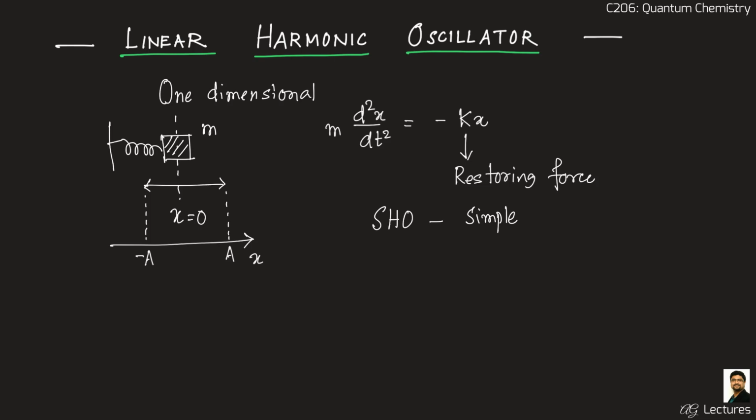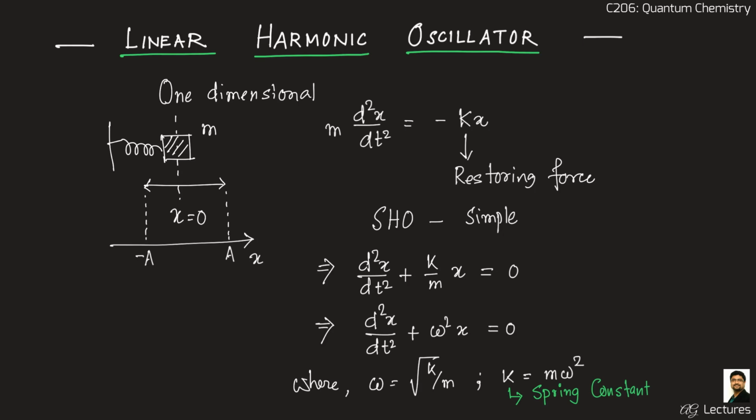So let me write down this equation in a slightly different way. We have this k over m factor, which is written as omega square, and we know that in the classical case, this omega is the frequency of oscillation given by root over k over m, where k is called the spring constant, given by m omega square, where m is the mass of this oscillator and omega is the frequency of oscillation. So this is the classical equation.